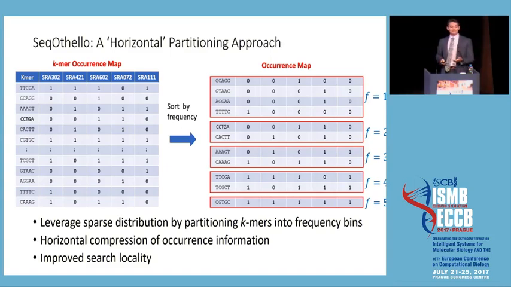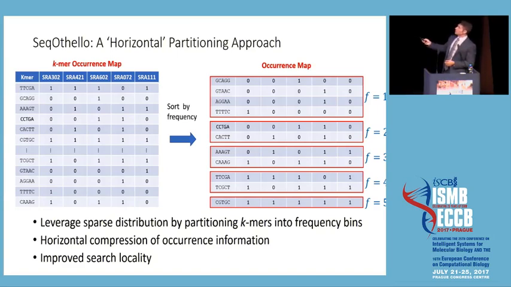What this allows us to do is compress these k-mers horizontally. What we want to do is, for k-mers with low frequency, only store the samples in which they are present, and completely ignore the samples for which they are not present. Now, for k-mers with a very high frequency, we can do the complete opposite, and only store information on which samples they are absent from.